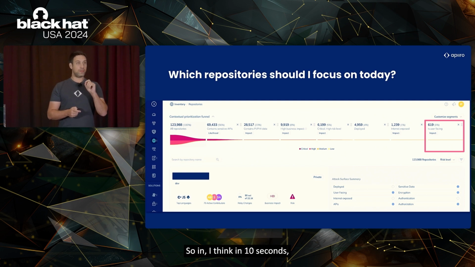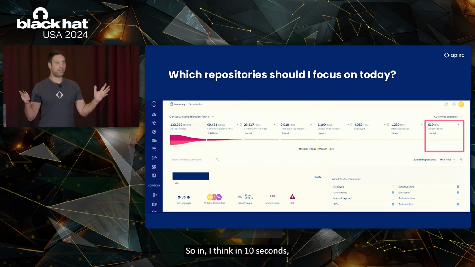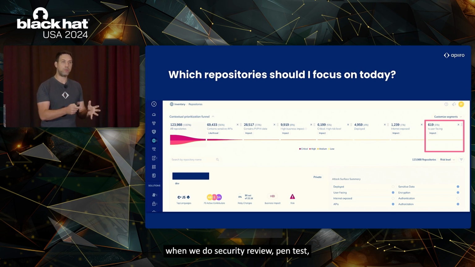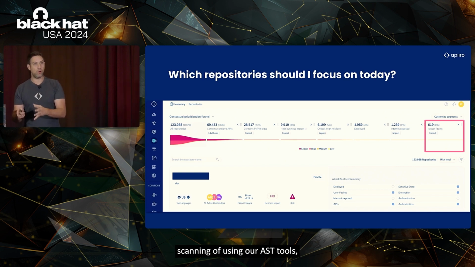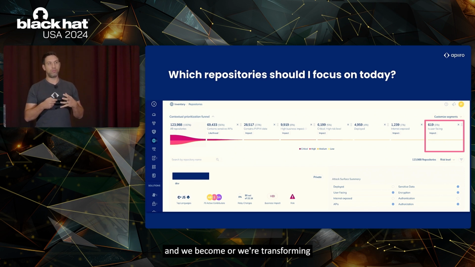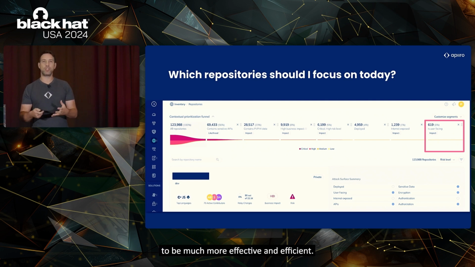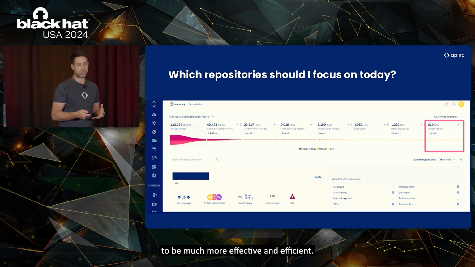So I think in 10 seconds, we prioritized more than 99% of our repos to focus on when we do security review, pen test, and scanning using our AST tools. And we're transforming our application security program to be much more effective and efficient.